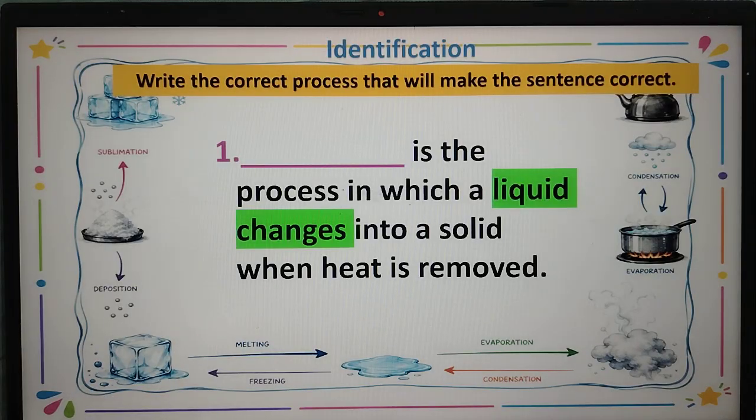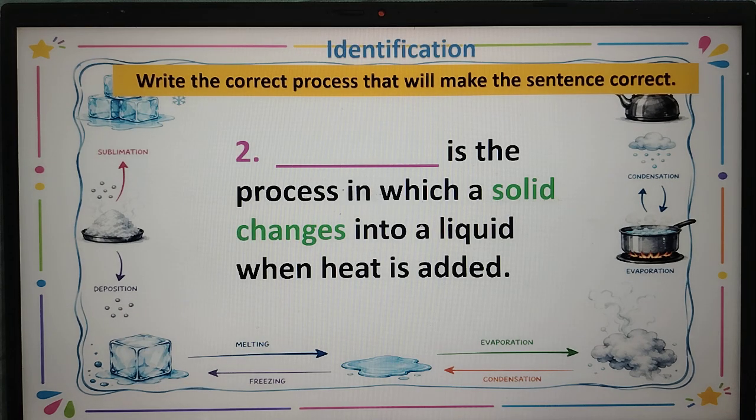Blank is the process in which a liquid changes into a solid when heat is removed. So the change here is liquid changes into a solid. That's for number one. Number two, it is the process in which a solid changes into a liquid. Solid changes to a liquid. Actually, you can choose your answers from the pictures or content at the side.